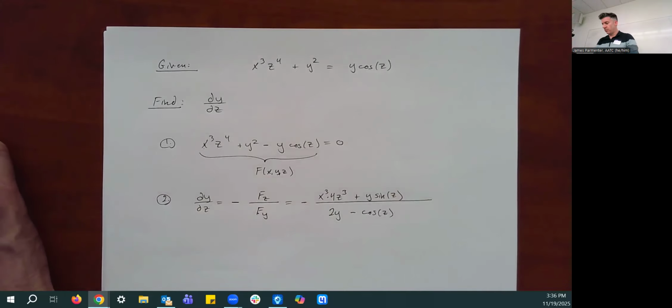Probably easier than doing this implicitly. Partially because you probably don't remember doing implicit differentiation as well as you remember this. But yeah, that's kind of the whole story. It's kind of neat that it works.